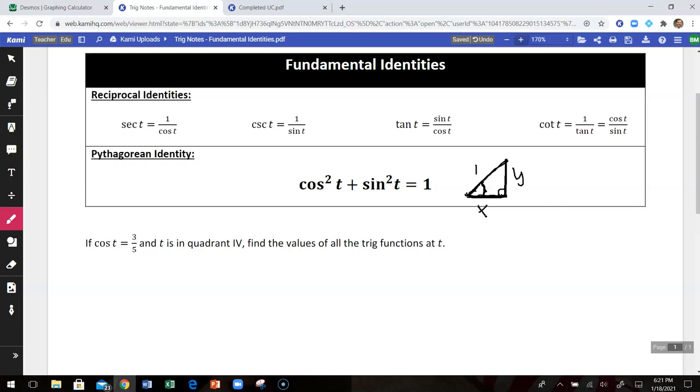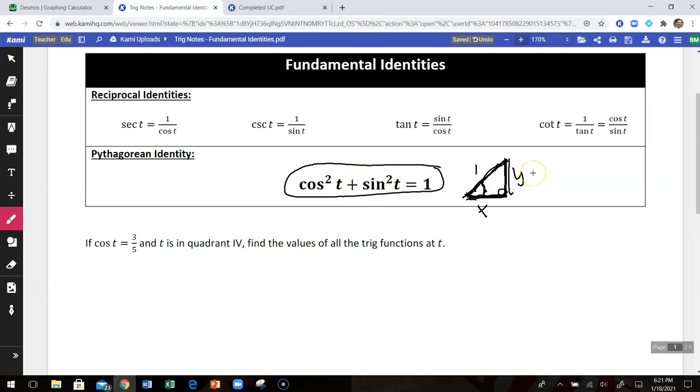And so if you know that cosine is x and sine is y, and you know the Pythagorean theorem, then this should make a ton of sense, right? It's just the x distance squared plus the y distance squared is equal to 1 squared, or cosine squared plus sine squared is equal to 1. Okay? So that's where that comes from. Cosine squared plus sine squared equals 1.